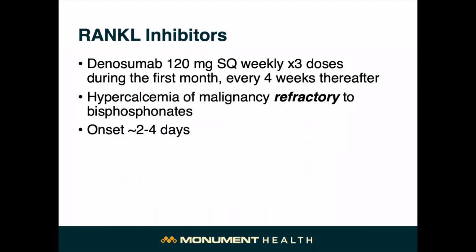Another class of medications that we have to treat hypercalcemia include the RANK ligand inhibitors. It's important to note that we should use these if hypercalcemia is refractory to bisphosphonate therapy. We can utilize denosumab 120 milligrams sub-Q weekly times 3 doses during the first month and then every 4 weeks thereafter. The onset is going to be similar to that of the bisphosphonates at approximately 2 to 4 days.